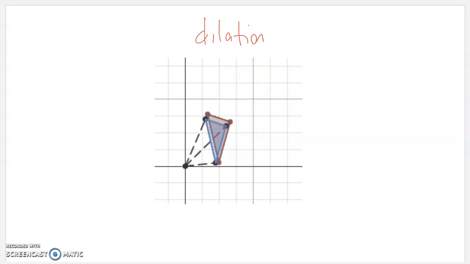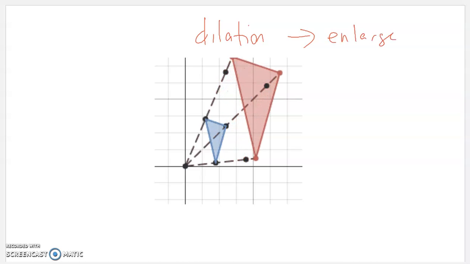Dilations are a method of resizing a figure in the plane. So the blue triangle is the original triangle, or the pre-image, and they're showing you different amounts by which you can dilate it. Usually when you hear the word dilate, you think about it meaning like enlarge, but it can also shrink as well. So it can be dilating it larger or dilating it smaller.